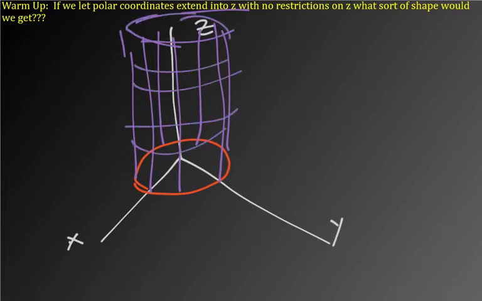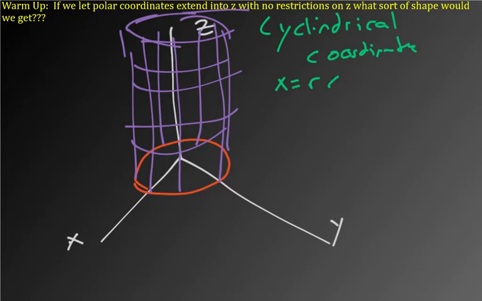And so this is actually a useful coordinate system, and it's literally called cylindrical coordinates. Basically you keep the polar part, so x equals r cos theta still, and y equals r sine theta, and then you just let z equal z. This is useful in triple integrals. That's where we're going to see it.